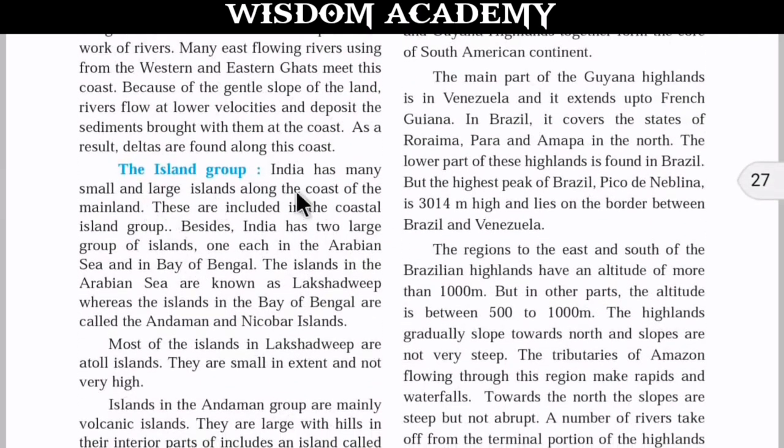Let us talk about islands now. India has many small and large islands along the coast of the mainland. These are included in the coastal island group. Besides, India has two large groups of islands, one each in the Arabian Sea and the Bay of Bengal.